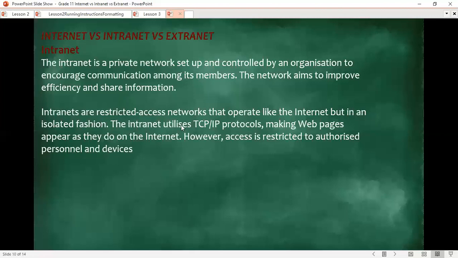The intranet utilizes TCP and IP protocols. So the TCP and the IP protocol that allows the flow of data in the web also function here, but it is only for a particular organization, making web pages appear as they do on the internet. However, access is restricted. So the web pages of that organization will appear there.